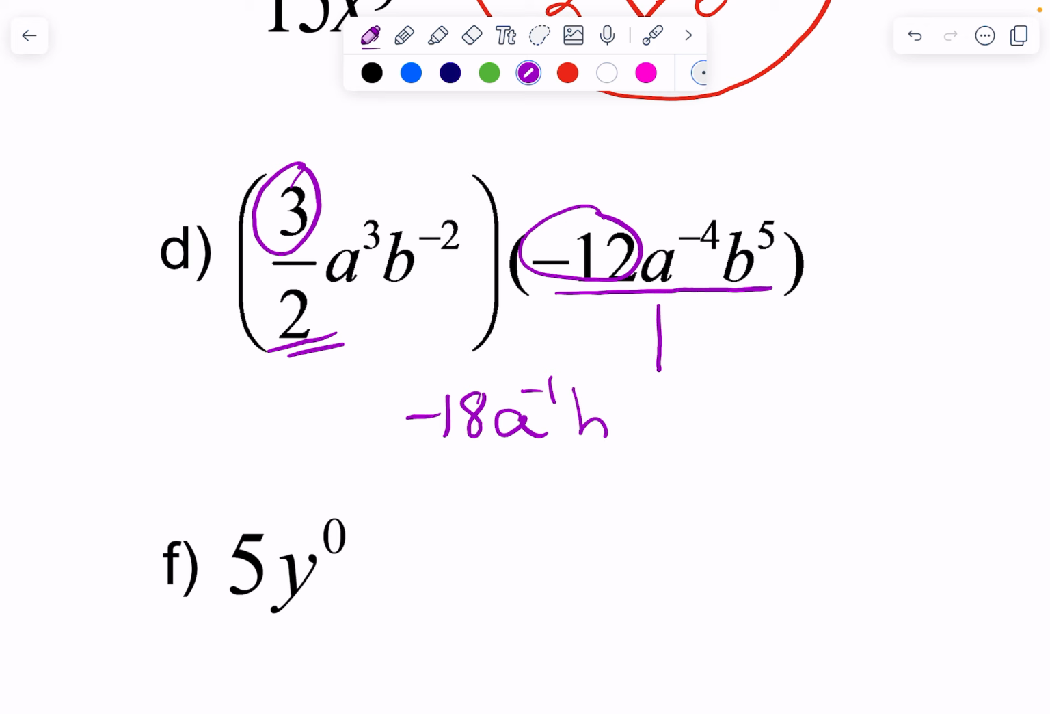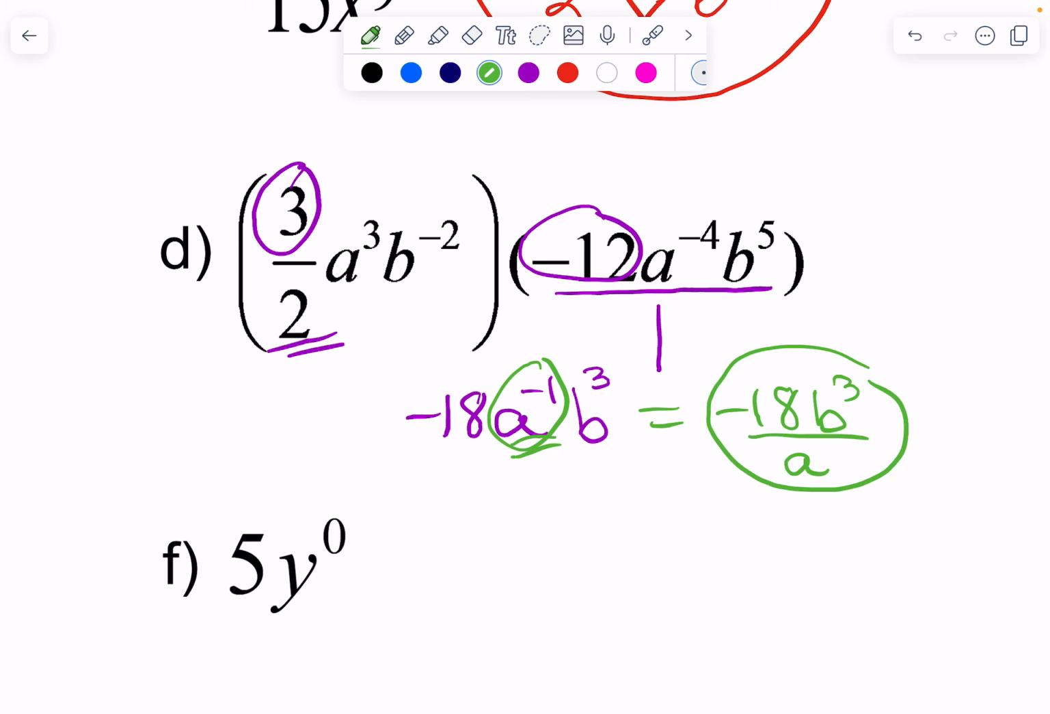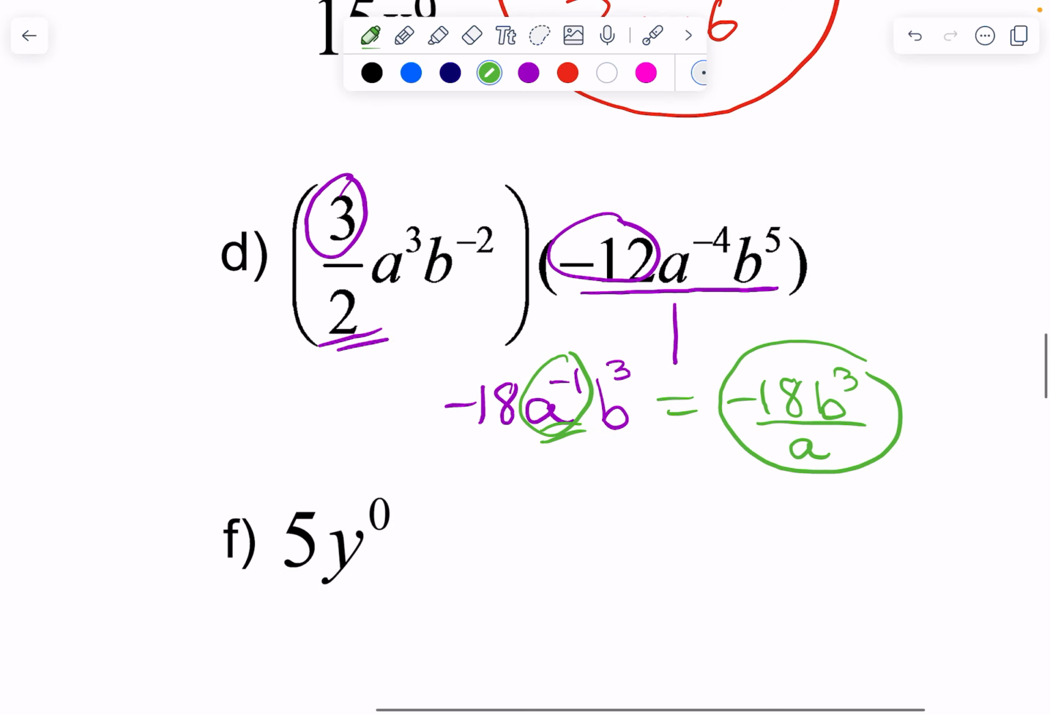That's b to the 3rd power because when I multiply the same base, I add the exponents. Then I have an a to the negative 1, which I got to make positive. So that's negative 18, b cubed. And then I'm going to bring that a to the negative 1 down to the denominator, making it positive. And I am done. See, not that bad.